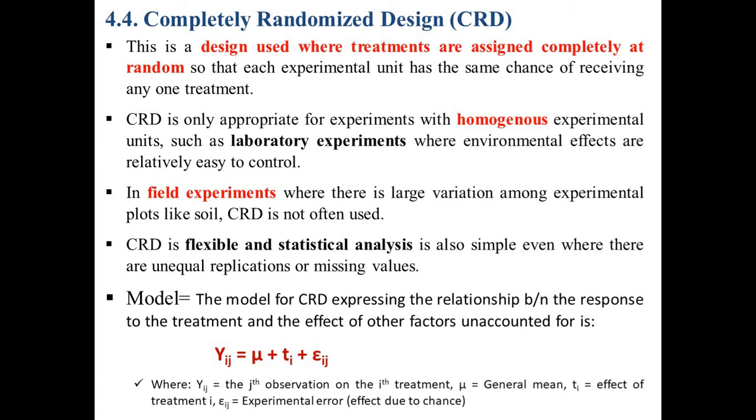When we see the model for CRD, it expresses the relation between the response variable and the treatment or the factor, and the effect of other factors unaccounted for. We can see here the model: the dependent variable, it might be plant yield, is a function of the population mean, the treatment effect, and the error effect.